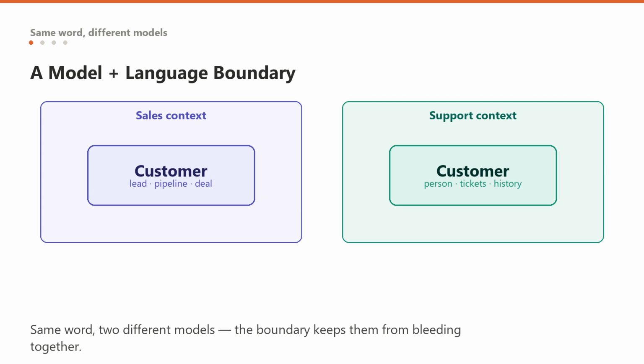Think of it like this. The word customer inside the sales context and the word customer inside the support context are two different models that happen to share a name. The boundary is what keeps them from bleeding into each other. A bounded context is both a model boundary and a language boundary.